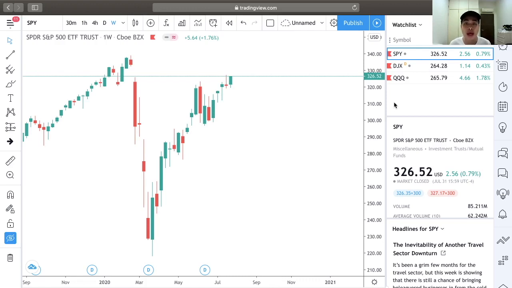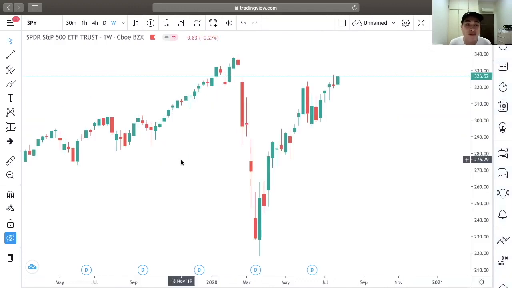I'll be taking a look at three indexes. The first one is the S&P 500, the second one is the Dow Jones, and the last one is the Nasdaq. The reason why I'm taking a look at these three indexes is because they give a good representation of the overall US stock market. So we'll begin with the S&P 500.